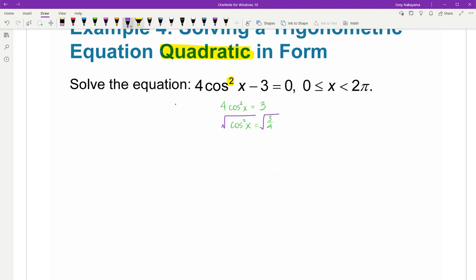And when you take the square root, y'all, you've got to remember the plus or minus is part of the problem. Square root of 3 is the square root of 3. Square root of 4 is 2. So that becomes the square root of 3 over 2.